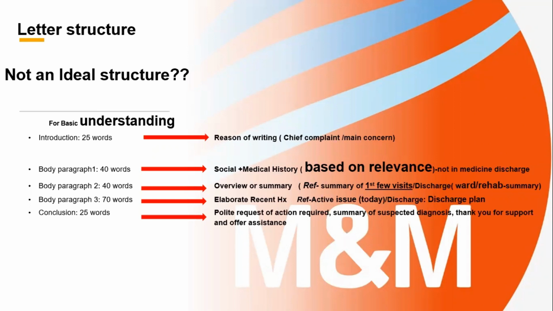We have the introduction, we have body one with social plus past medical history. Then we have body two. In body two, we can write a summary of your visits in compiled form. If we have a discharge letter, we can write a summary for the ward. Then we have body three. We should write the recent history or the active issue in body three. And we have body four, that is your conclusion.